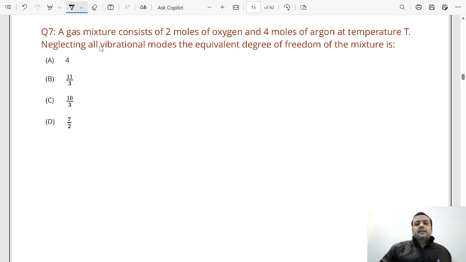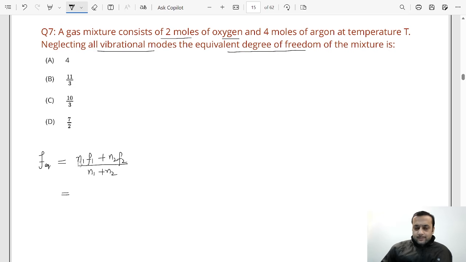In this question, basically, there's a gas mixture consisting of 2 moles of oxygen and 4 moles of argon at temperature T. We have to ignore the vibrational modes and find the equivalent degrees of freedom. Very easy question. F equivalent is basically the standard formula (N1 F1 + N2 F2) divided by (N1 + N2).